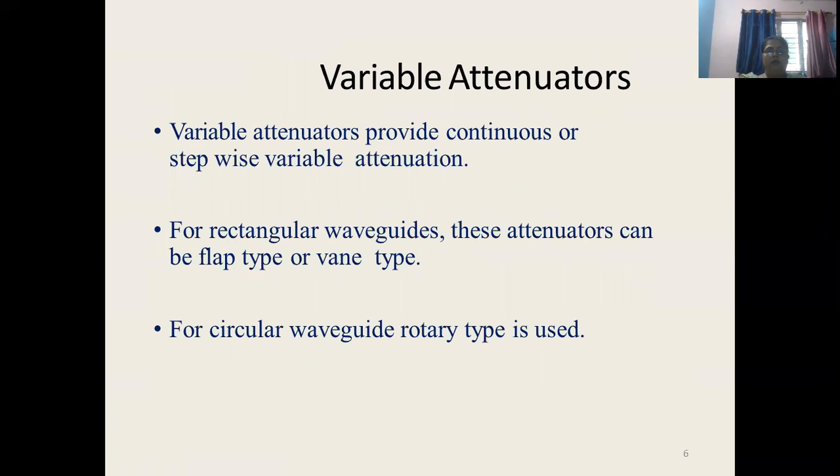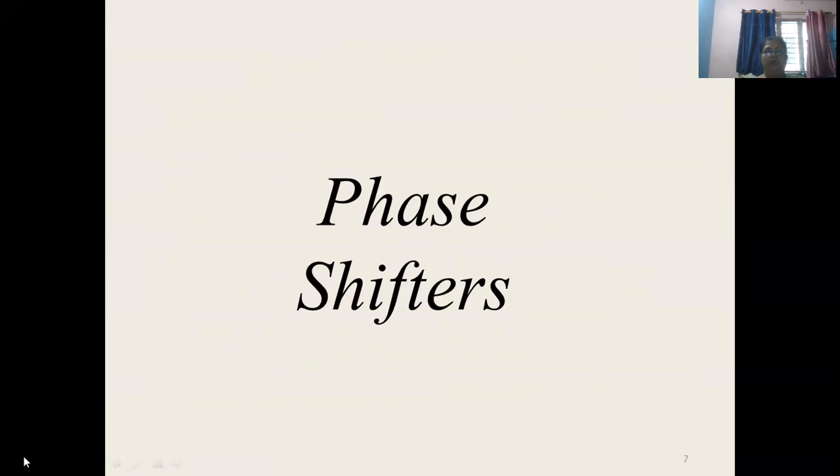These provide continuous or stepwise variable attenuation. For rectangular waveguides, these attenuators can be flap type or vane type. For circular waveguide, rotary type is used. Now we will discuss phase shifters.